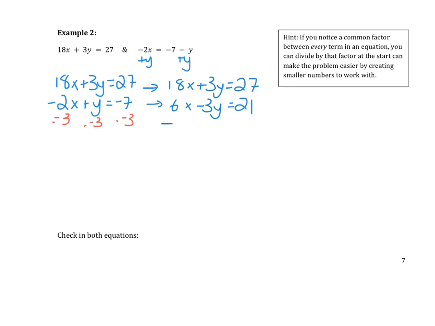Now that I've written out my two equations, I'm going to add them together. That gives me 24x plus 0y equals 48. And when I divide both sides by 24, I get x equals 2.